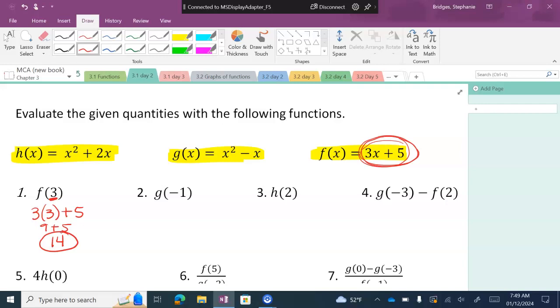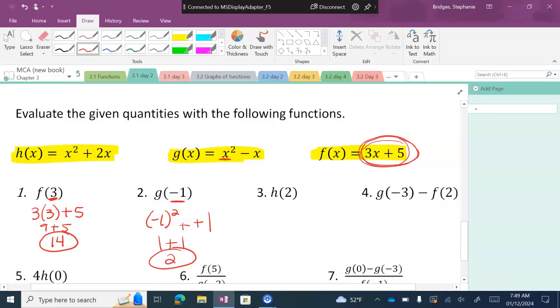Which function do I use for number 2? G. So in that g function, x squared minus x, everywhere there is an x, what number am I plugging in? Negative 1. So when I do that, though, because it's x squared, that negative 1 is going to be squared. So it's going to be negative 1 times negative 1, not just negative 1 then squared. And then minus a negative 1. What does negative 1 squared turn into? And then minus a negative also turns into a plus. So we end up with 2.